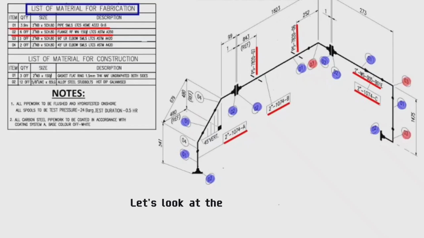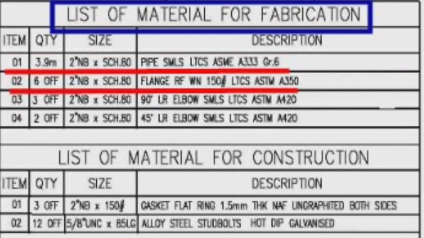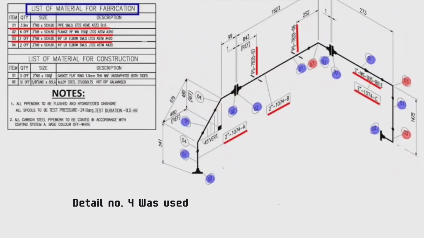Let's look at the material list. Item number 3: the total quantity is 3 pieces, size is 2 inches, wall thickness is Schedule 80, 90-degree long radius elbow, seamless type, low temperature carbon steel material ASTM A420. Detail number 4 was used in 2 places in the pipe drawing.